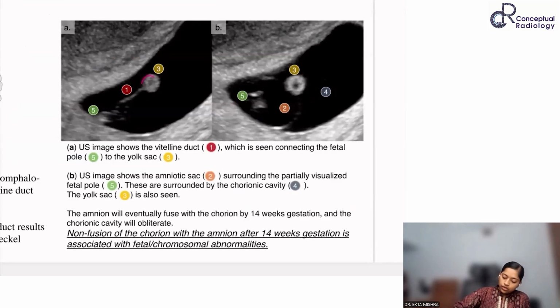So this structure is the yolk sac and fetal pole. The structure which is connecting the fetal pole to the yolk sac is nothing but the omphalomesenteric or the vitelline duct. The structure which is connecting your fetal pole to the growing placenta is the umbilical cord.